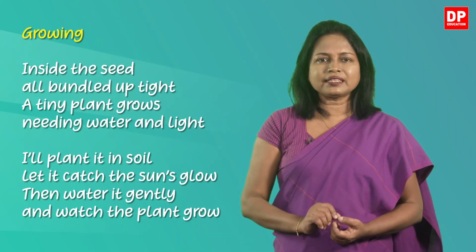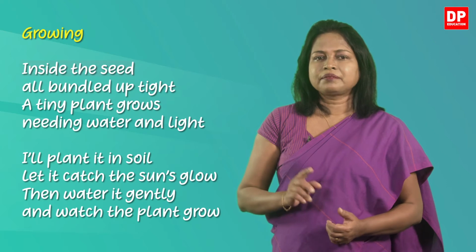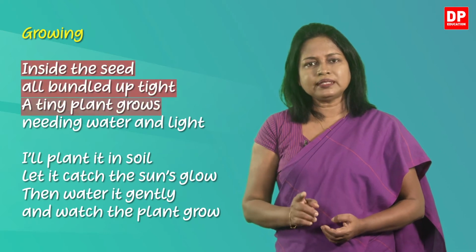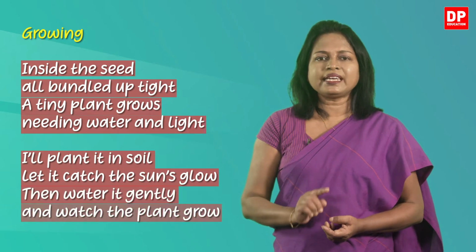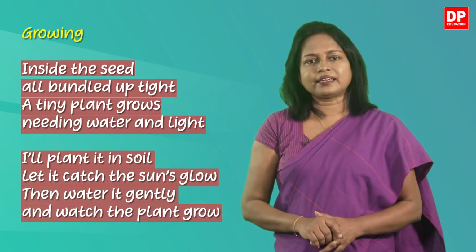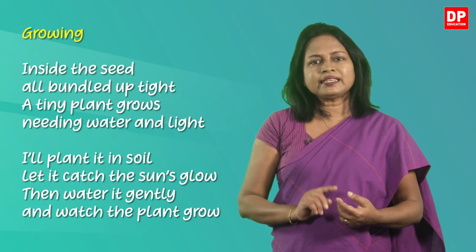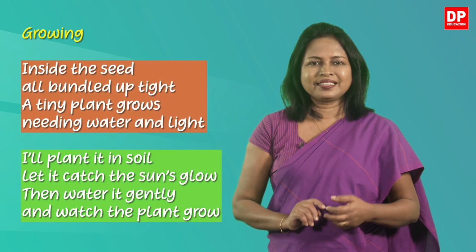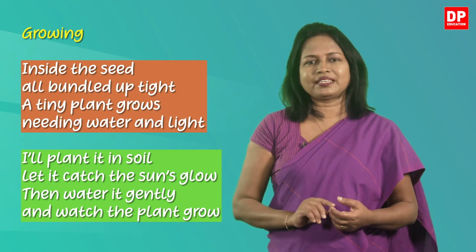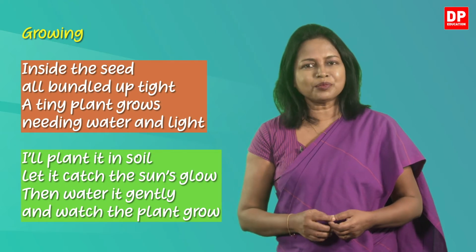Children, how many lines are there in this poem? 1, 2, 3, 4, 5, 6, 7, 8. There are 8 lines. These 8 lines are in 2 stanzas. Can you see the 2 stanzas? Each stanza has 4 lines. Let's learn one more thing.